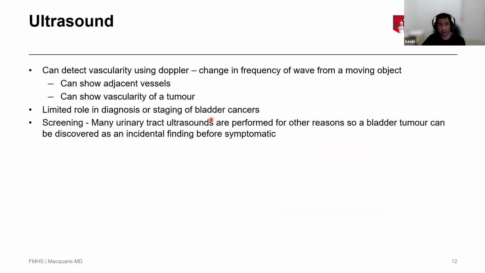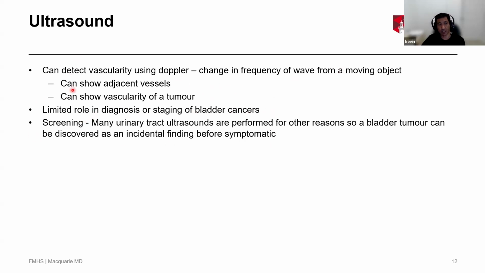The other thing you can do is you can use it to detect vascularity. The way it does that is by the so-called Doppler effect. So when the sound wave bounces off a moving object, the frequency changes. So that way you can see vascularity in the tumor, and more importantly for a radiologist, it shows adjacent vessels if I have to biopsy something, so I need to know where my needle is going to go. It has a very limited role in the staging of bladder cancer.